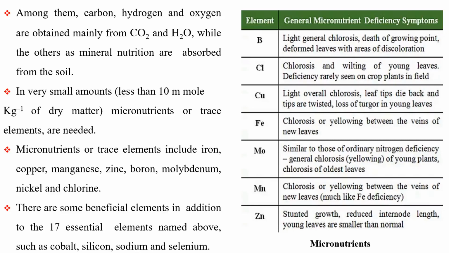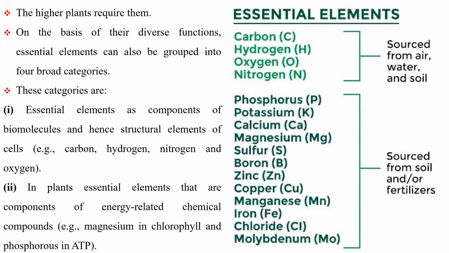Micronutrients or trace elements include iron, copper, manganese, zinc, boron, molybdenum, nickel, and chlorine. There are some beneficial elements in addition to the 17 essential elements named above, such as cobalt, silicon, sodium, and selenium. The higher plants require them.